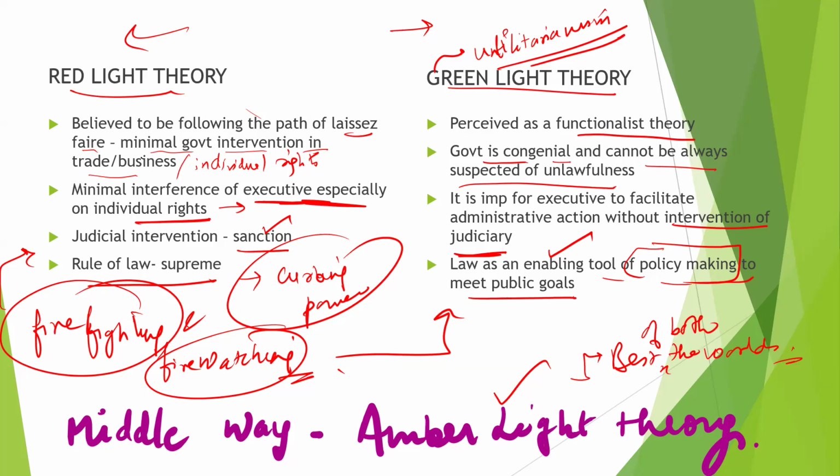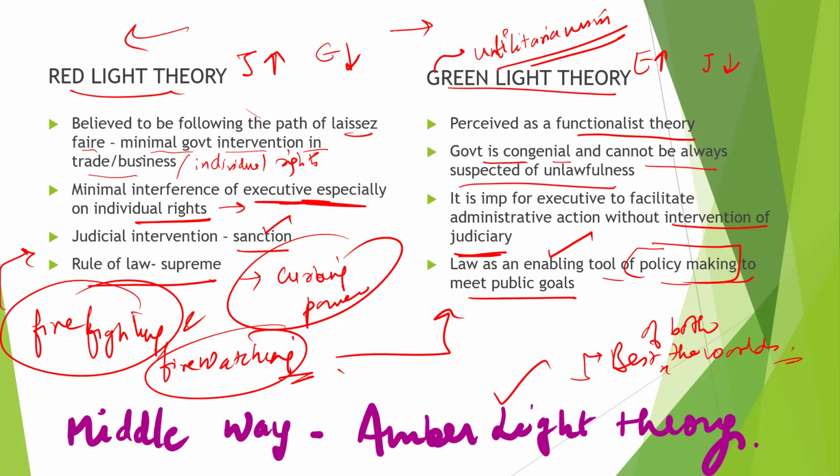So basically, amber light theory says that you let the state make law, no unnecessary judicial intervention, but if there seems an apparent threat to individual liberties, an apparent threat to human rights, then the courts must come into action. So it is basically balancing the role of judiciary and executive. Because in red light theory, we had judiciary more effective and executive lesser in efficacy. And in green light theory, it was opposite. Executive had more efficacy, judiciary has lesser for intervention. So now amber light is saying that both are equal, both are working simultaneously.